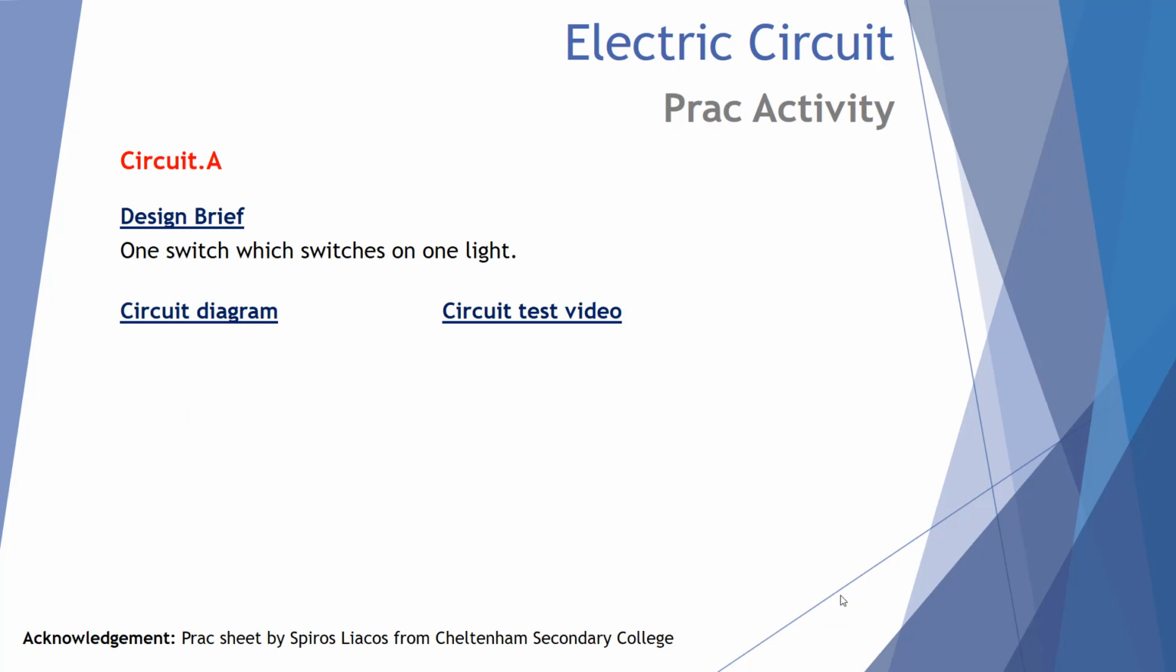Circuit A. The design brief is as follows. To build a circuit with one switch which switches on one light. A nice simple starting point. Circuit diagram, I'm going to complete this one. Here's a basic circuit diagram, and please watch the following circuit test video.